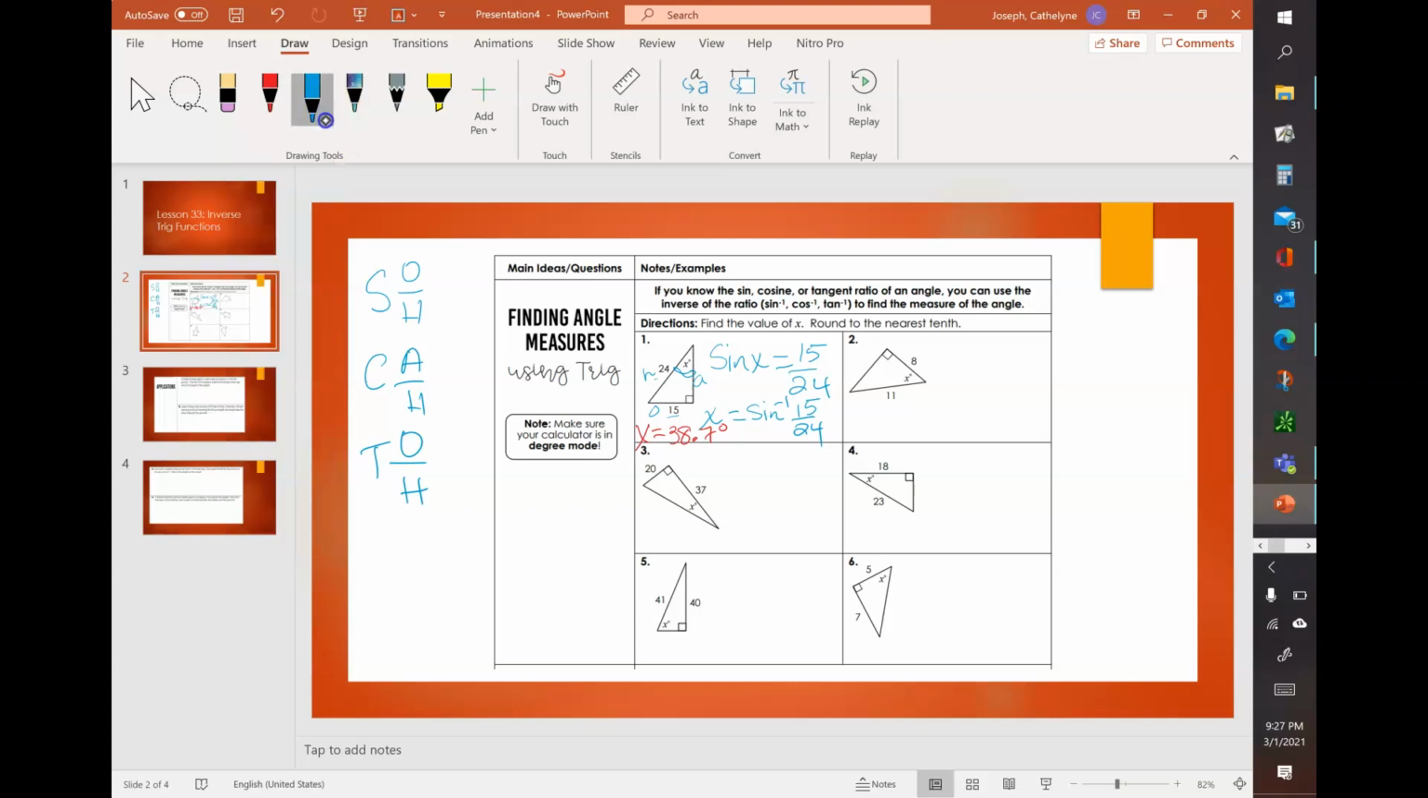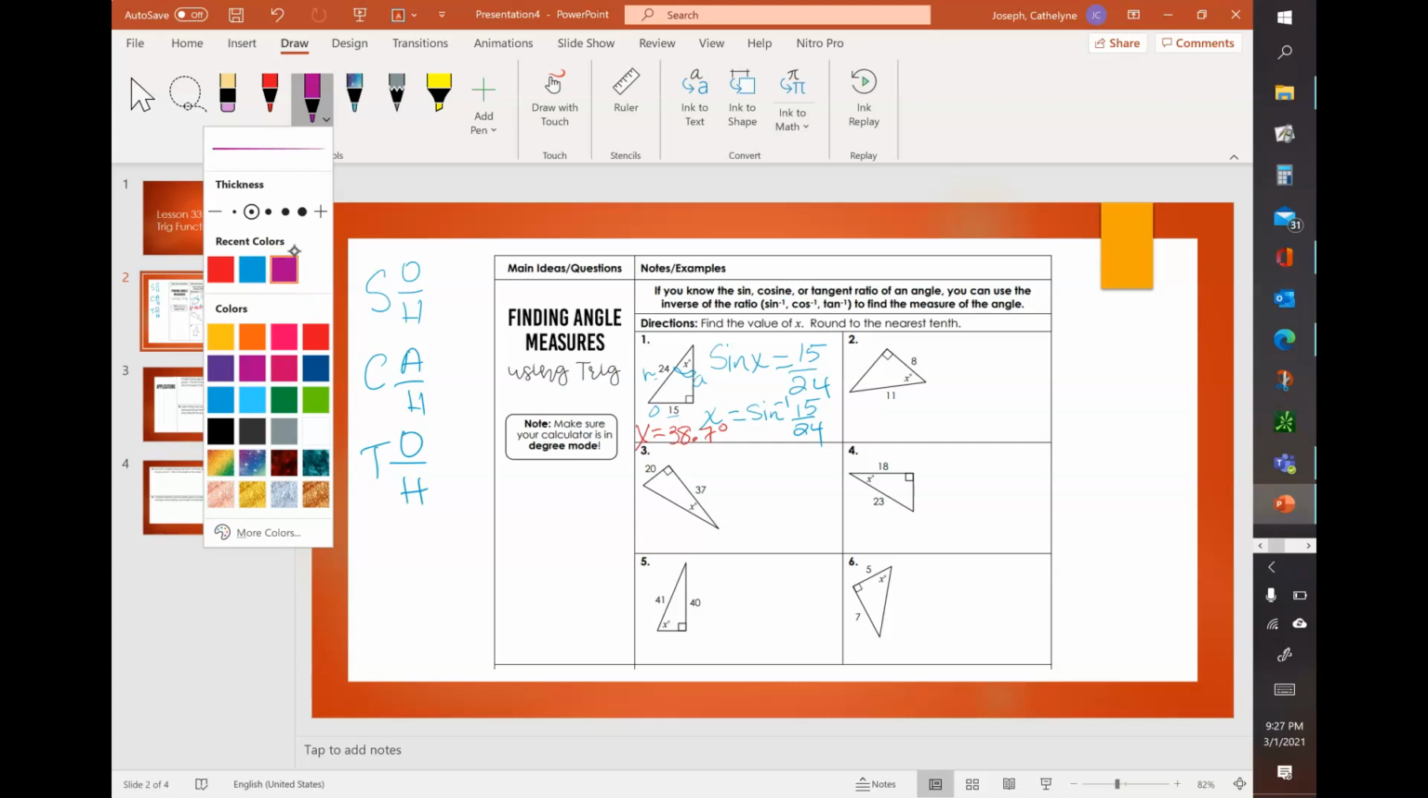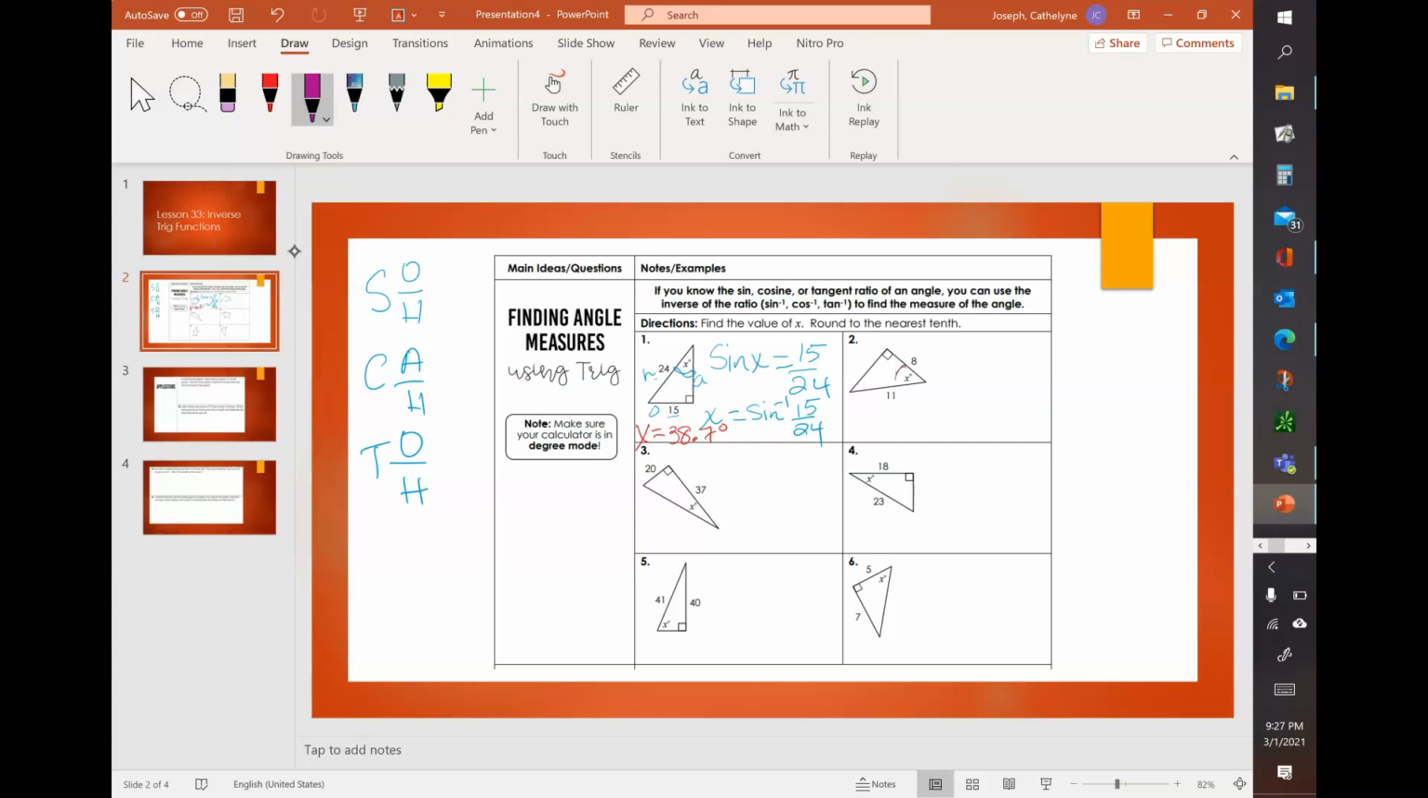All right, let's try another one. Here again we have this angle. If I'm sitting here, this is O, this is H, and this is A. Which sides have information on them? In this case we have A and H, so we have to use cosine. It's going to be cosine of x, again we do not know the angle, equal to 8 over 11. To solve for x, we do the inverse, so it's going to be the inverse cosine of 8 over 11.